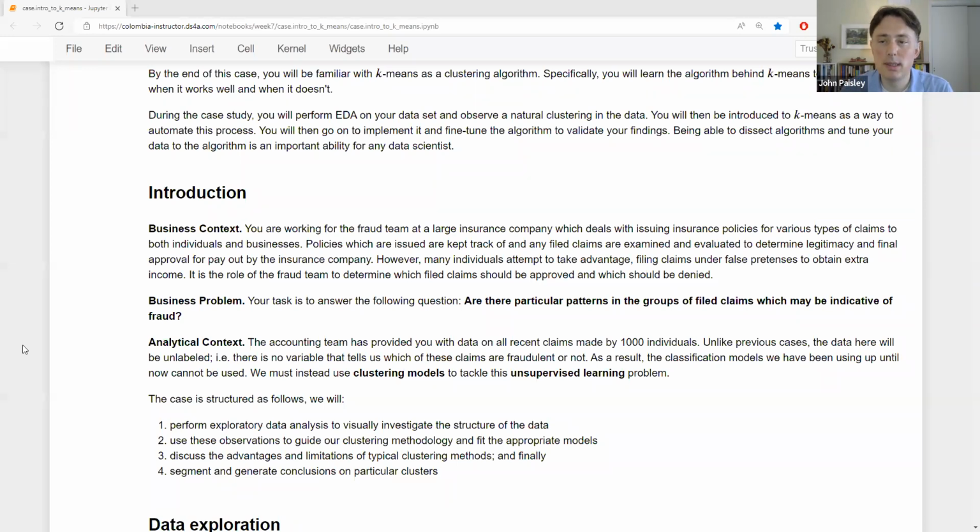So for the introduction and the business context in this lecture, we're pretending like we're working with a fraud team at a large insurance company that deals with issuing insurance policies for various types of claims, both for individuals and businesses. Policies which are issued are kept track of, and any filed claims are examined and then evaluated to determine whether they're legitimate, and then you would approve those to pay out the claim. So somebody gets into an accident of some type and they need the insurance to help pay, they file the claim, and then the insurance either approves it or doesn't approve it.